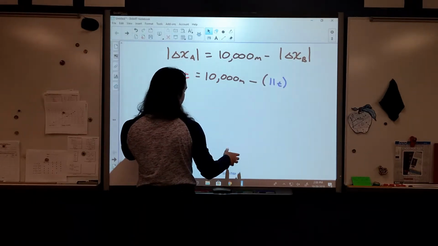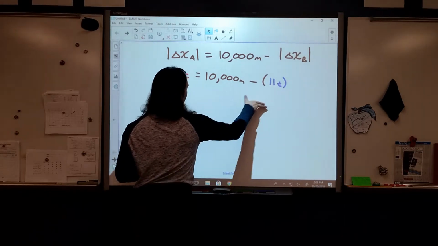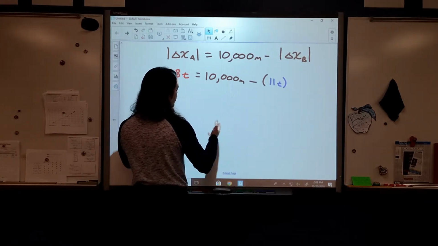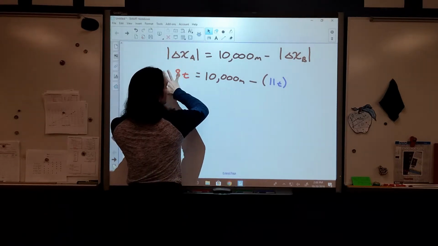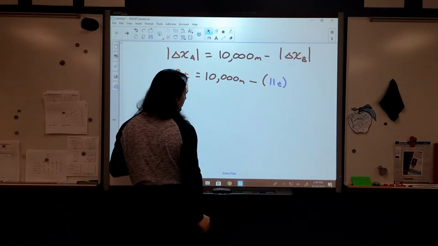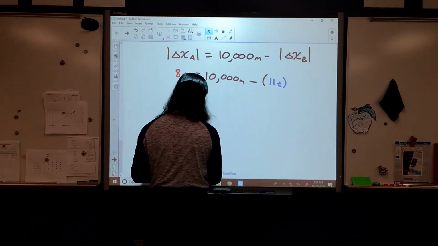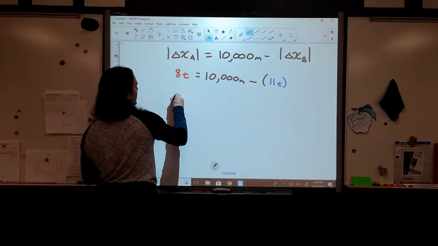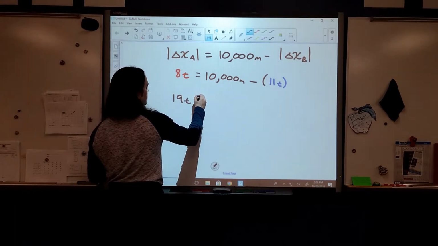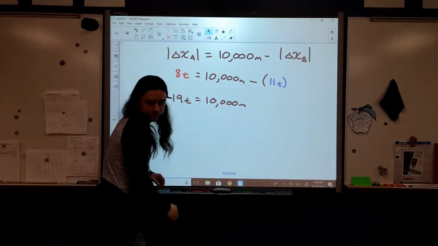So I want to solve at this point. The only thing that I can find is t, but that is still useful for me. So I add 11t back over to the other side. Turns out I didn't need to keep it this way. I could have just done delta XA, the magnitude, plus delta XB equals 10,000 meters. There are a couple different ways to solve this, so I apologize if that's been confusing. But we'll add 11t over to the other side, and we end up with 19t equals 10,000 meters.